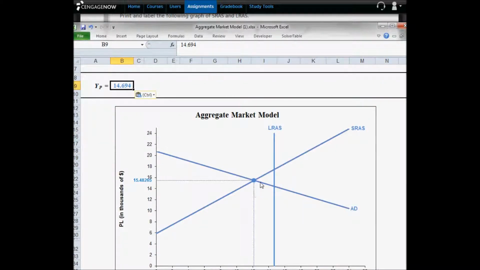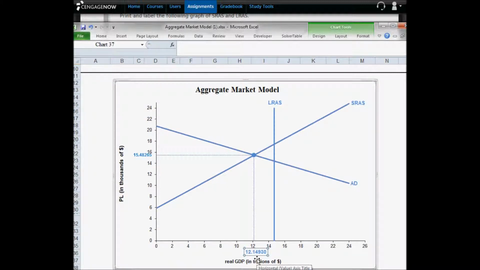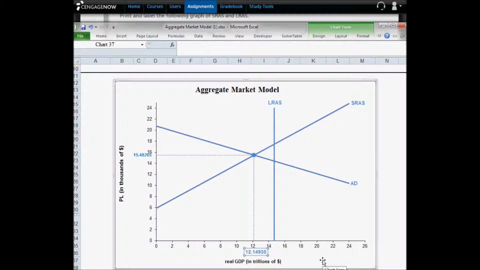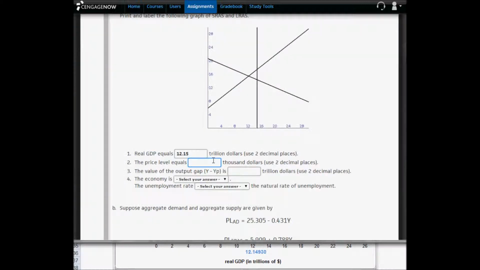The intersection of aggregate demand and short-run aggregate supply determines the short-run equilibrium. Real GDP in the short-run equilibrium is 12.15. The price level in equilibrium is 15.48.